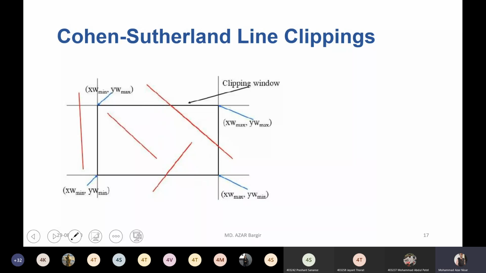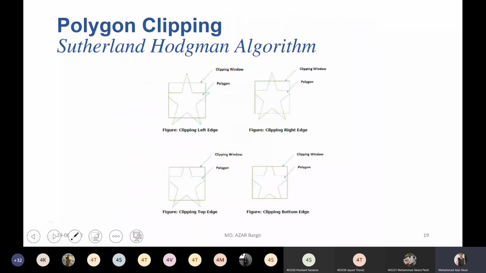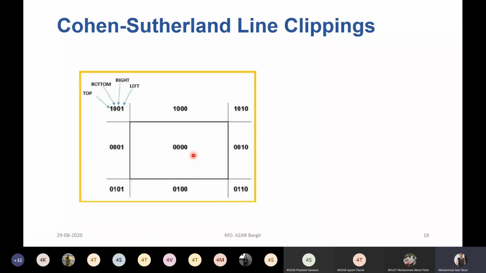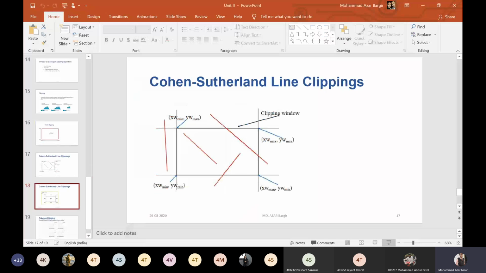So I will first write what the conditions are for the Cohen-Sutherland line clipping algorithm. Then we will see what this 0000 coding is. What is this TBRL, top, bottom, right, and left? What is the relation between these? We'll see. First of all, I will do this and go back to the presentation.